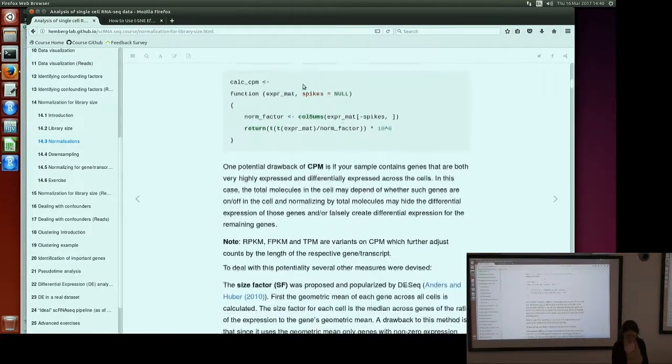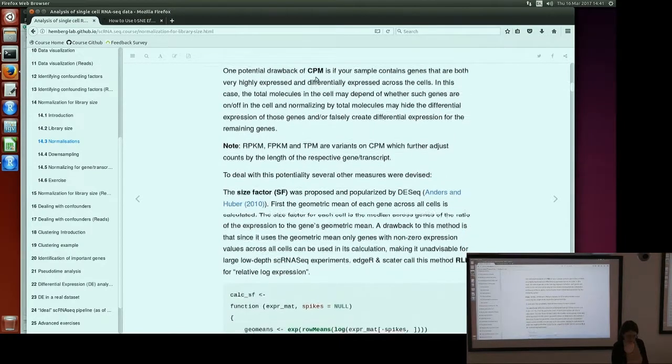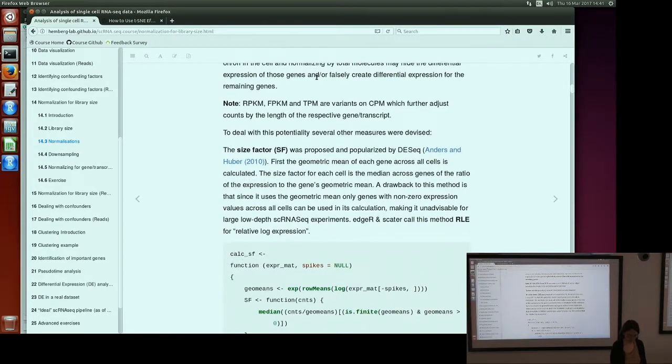This works quite well. However, you can have a problem if you've got some genes that are both highly expressed and differentially expressed across your cells. In this case, the total counts can be determined in part by the differential expression of those highly expressed genes, which can then cause this normalization to fail and will actually lead the more lowly expressed genes to look like they're differentially expressed when they're actually not, because of the normalization. To deal with this, there have been lots of variants proposed.